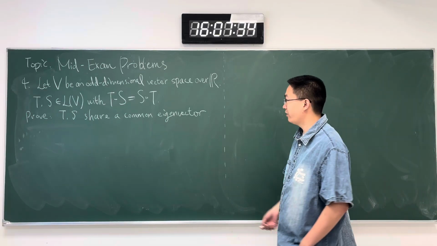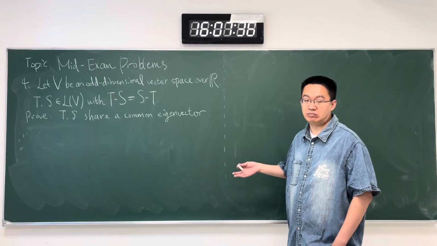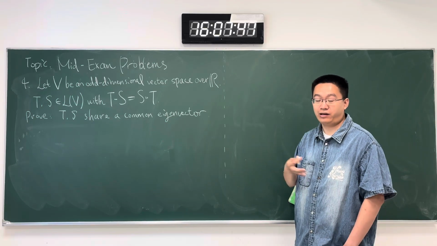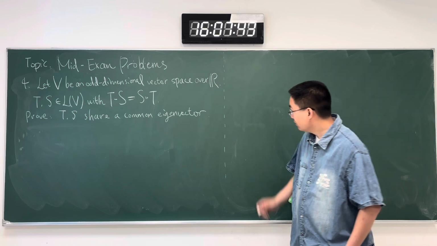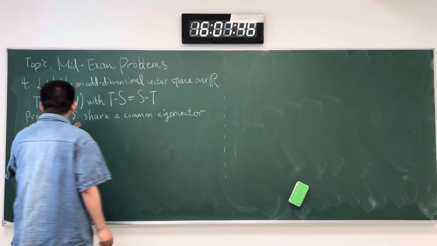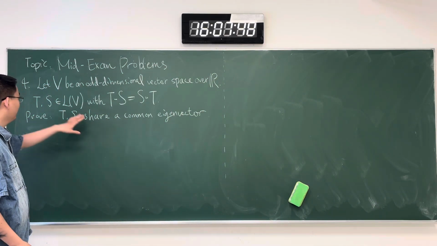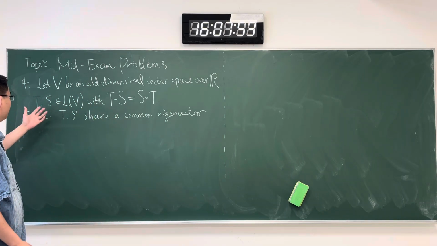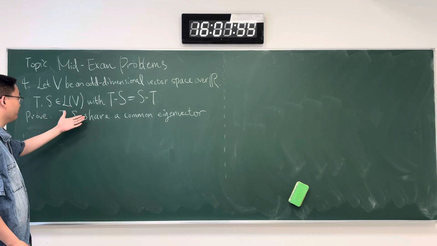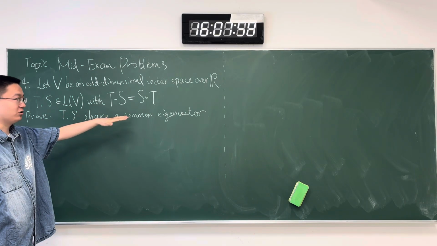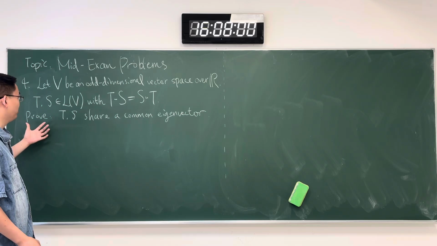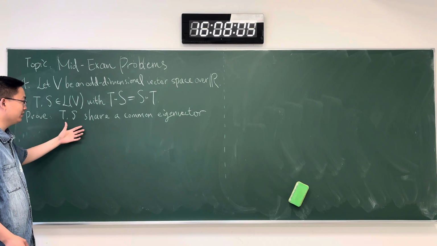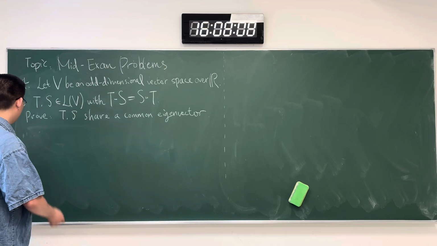So here, I would like to provide a short but elegant proof that came up when I was grading your exam sheets. Okay, so the problem states the following. Let V be an odd-dimensional vector space over the field of real numbers, and T and S be 2 linear transformations which commute with each other. The goal is to prove that the 2 linear transformations T and S share a common eigenvector.